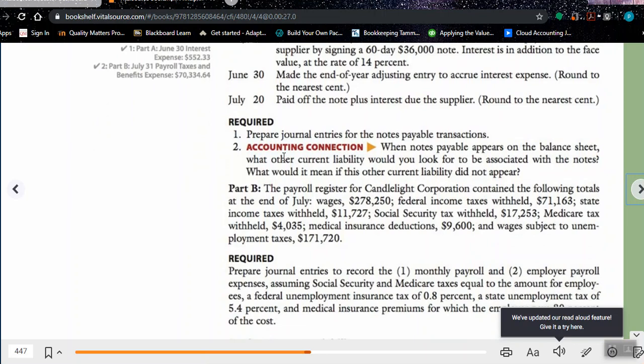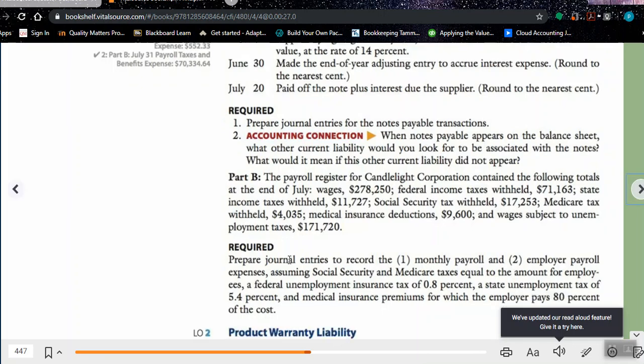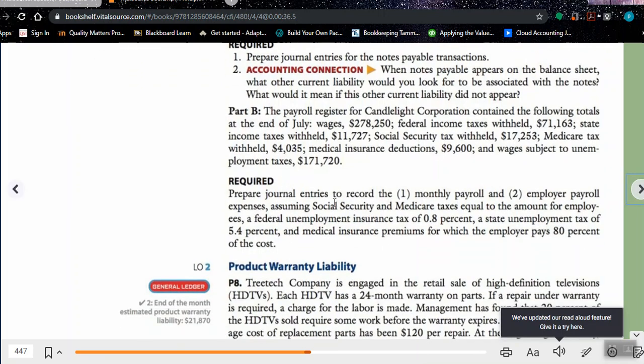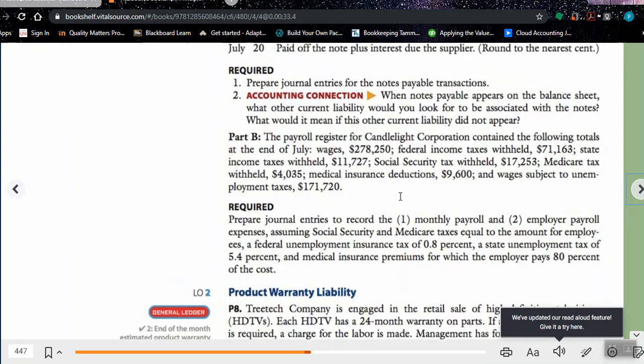We then go into part B, and part B gives us information about the payroll. And what we want to do is record the payroll entries to record number one, the monthly payroll and the employer payroll. The monthly payroll and the employer payroll.